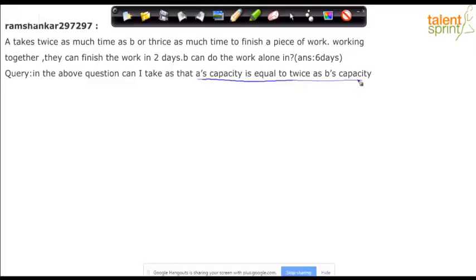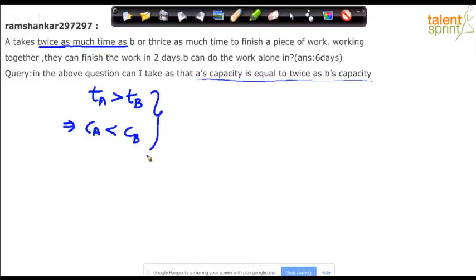A's capacity is twice B's capacity? Understand? He says A takes twice as much time as B. A takes more time. Time taken by A is greater than time taken by B. What does it mean? The capacity of A will be lesser than the capacity of B. You know that time and capacity are reciprocal to each other, right? The more time you take, lesser the capacity you have, or lesser your capacity, more time you would take, or higher your capacity, lesser the time that you take.